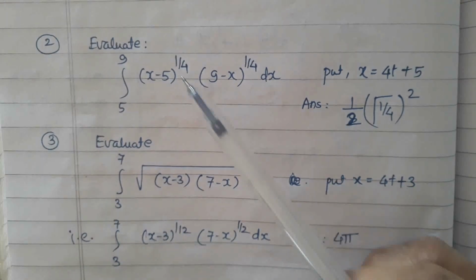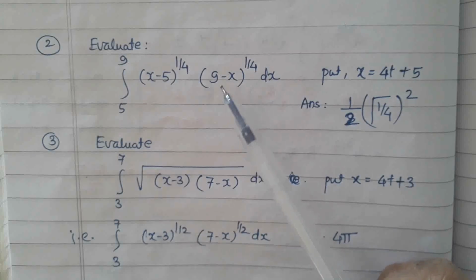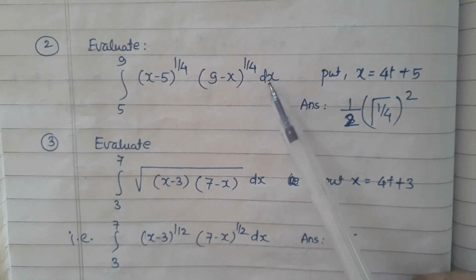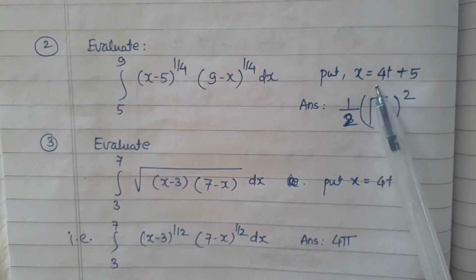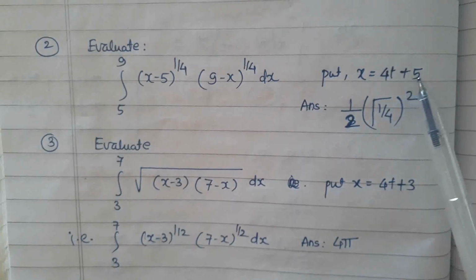Evaluate the integral from 5 to 9 of (x - 5)^(1/4) (9 - x)^(1/4) dx. Use the substitution x = 4t + 5.